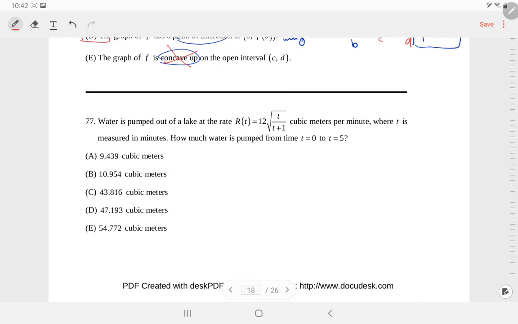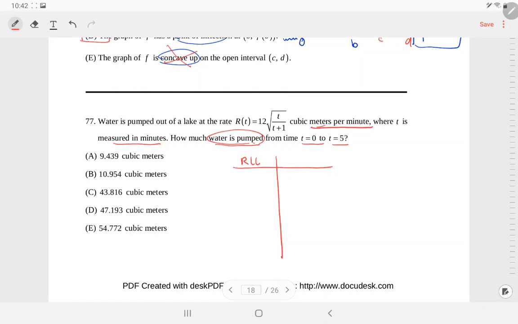Okay, so let's see. 77. Water is pumped out of a lake at that rate, cubic meters per minute, where t is measured in minutes. How much water is pumped? Okay, so I like to have a chart for accumulation functions. We don't really need one for this, but it's a good time for us to discuss it.